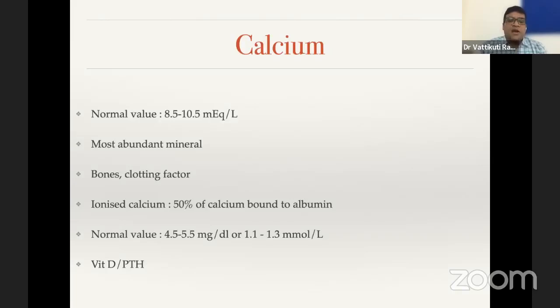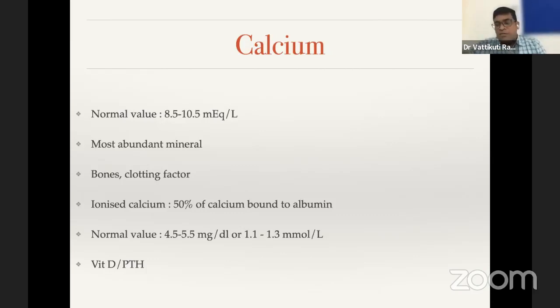So there is normal calcium, and there is ionized calcium. Ionized calcium is important because 50% of the calcium is bound to albumin, so 50% of the calcium remains free. That is what we are checking, that is ionized calcium. The normal value would be somewhere around 4.5 to 5.5 milligrams per deciliter, or 1.1 to 1.3 millimoles per liter. So total calcium sometimes may be normal. But if albumin is low, then the calcium may be on the higher side. If the albumin is high, the free calcium may be on the lower side. So you have to look at both the ionized calcium and the total calcium.